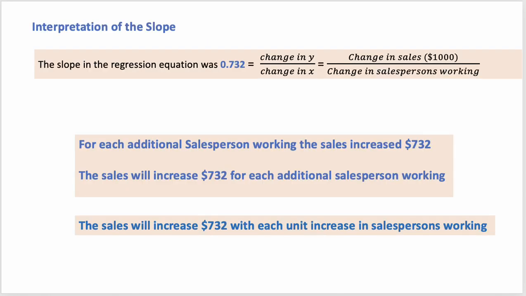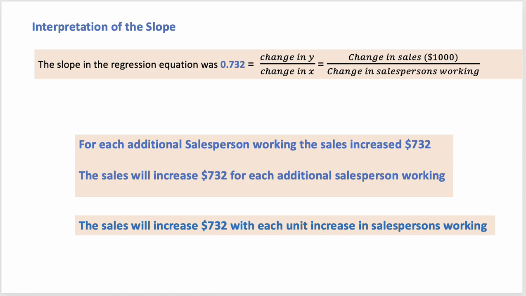So we're going to end this discussion today with an interpretation of the slope. The slope was 0.332, and the blase definition is it's a change in y over change in x. But we have to be explicit. What was y? It was sales. So it was a change in sales, with units thousands of dollars, compared to the change in salespersons working that day.